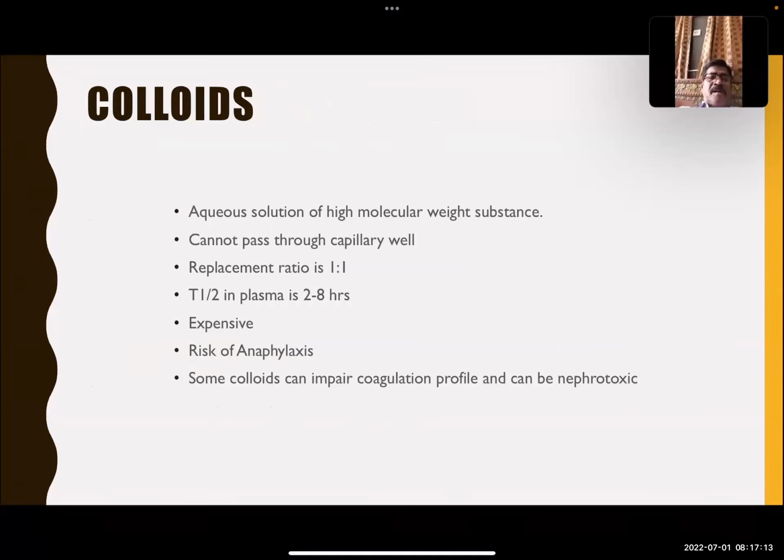Colloids. Colloids are aqueous solutions of high molecular weight substances. They cannot easily pass through the capillary wall, so the replacement ratio for this is 1:1. If 100 ml of blood gets lost, we have to give only 100 ml. Its T half is much more as compared to crystalloids. T half in plasma is 2 to 8 hours, but it is very expensive, and there is also a risk of anaphylaxis associated with colloids, because some colloids can impair coagulation profile, and some are also nephrotoxic.